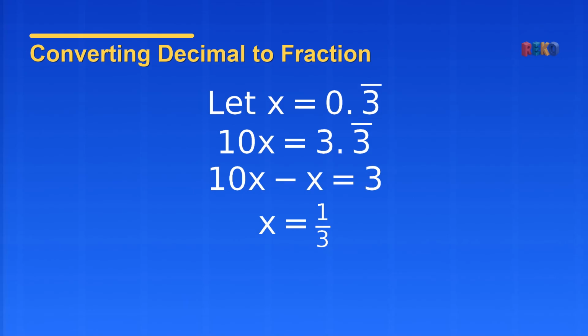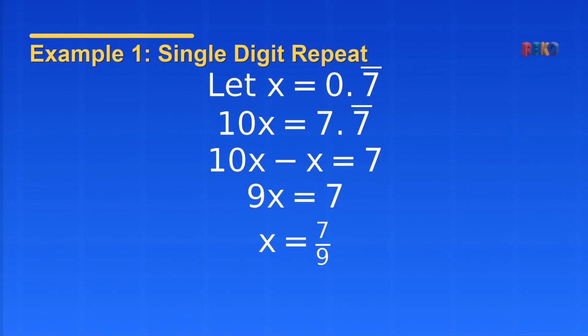To convert a recurring decimal back into a fraction, use algebra. Let x equal 0.3 recurring. Multiply by 10 to move the repeating part past the decimal, then subtract. You get 9x equals 3. So x equals 1/3.